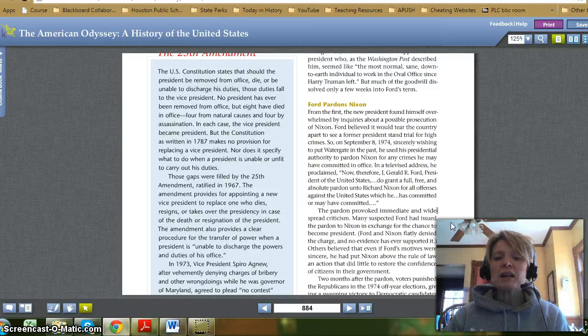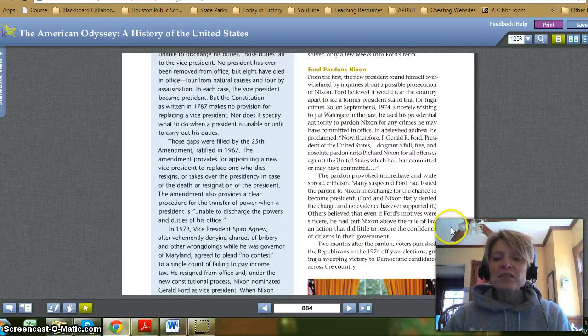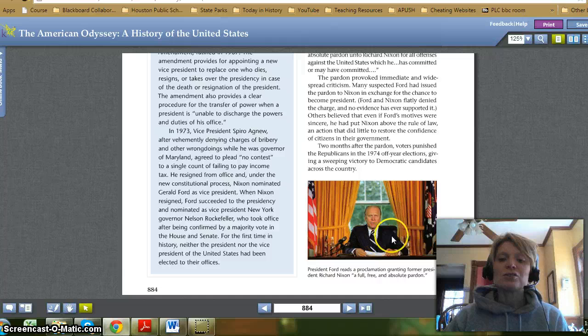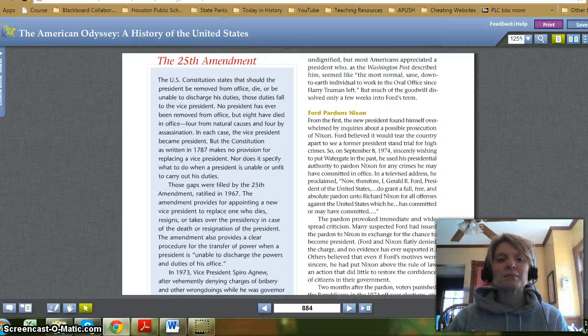The pardon provoked immediate and widespread criticism. Many suspected Ford had issued the pardon to Nixon in exchange for the chance to become president. Ford and Nixon flatly denied the charge, and no evidence has ever supported it. Others believed that if Ford's motives were sincere, he had just put Nixon above the rule of law, an action that did little to restore the confidence of citizens in the government. 2 months after the pardon, voters punished the Republicans in the 1974 off-year elections, giving a sweeping victory to Democratic candidates across the country. And there's just a picture of Ford's speech that he gave where he pardoned Nixon.